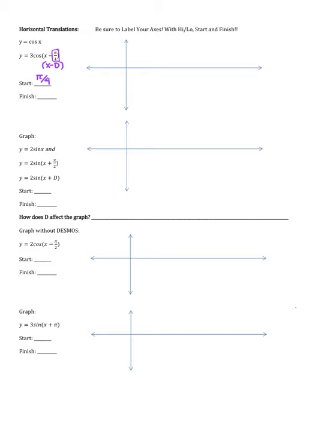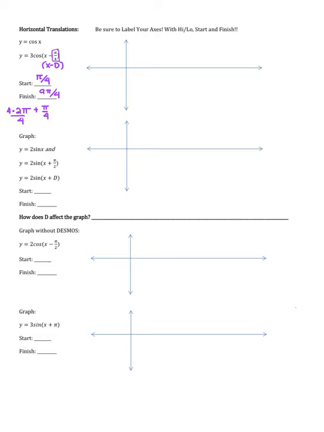Positive pi over 4. Now, we know that a normal cycle for cosine is 2 pi. So now when I end, I'm not going to end at 2 pi because I shifted everything forward pi over 4. So to figure out where I'm going to end, I have to add pi over 4, which means I need a common denominator. So I have 8 pi plus pi on top, so I'm going to end at 9 pi over 4.